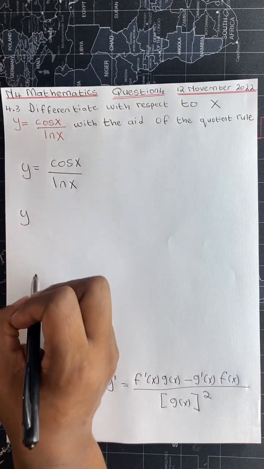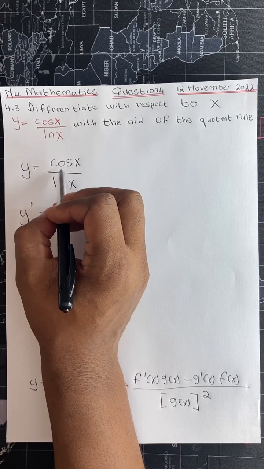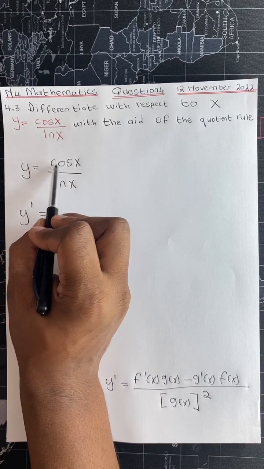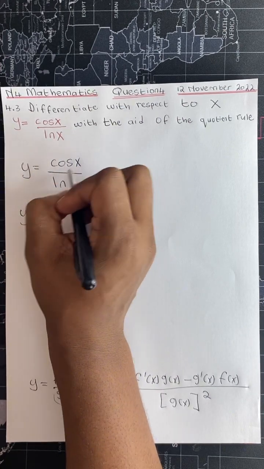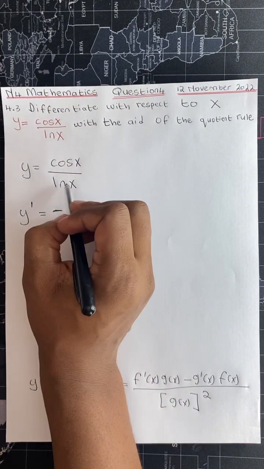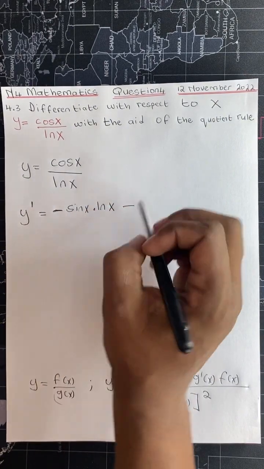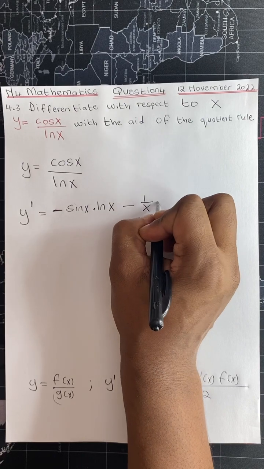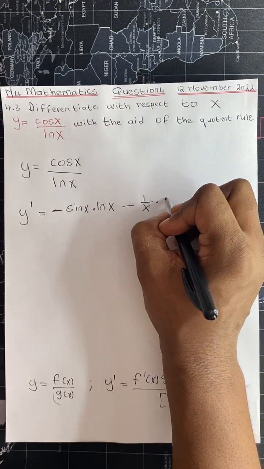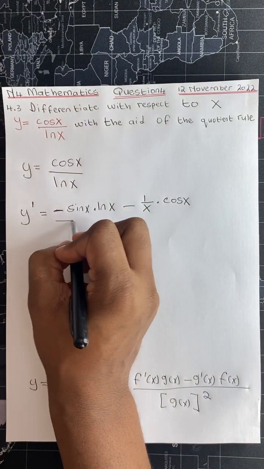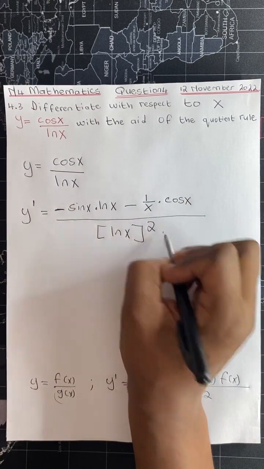So we are differentiating y equal to cos x over ln x with the aid of the quotient rule. So the derivative of cos x, each and every time when you differentiate something which starts with a c, you always get a minus sin x. So the derivative of cos x is minus sin x, which we will multiply with ln x, and the derivative of ln x is equal to 1 over x, which we are going to multiply with cos x according to the quotient rule. And all of this will be divided by ln x squared.